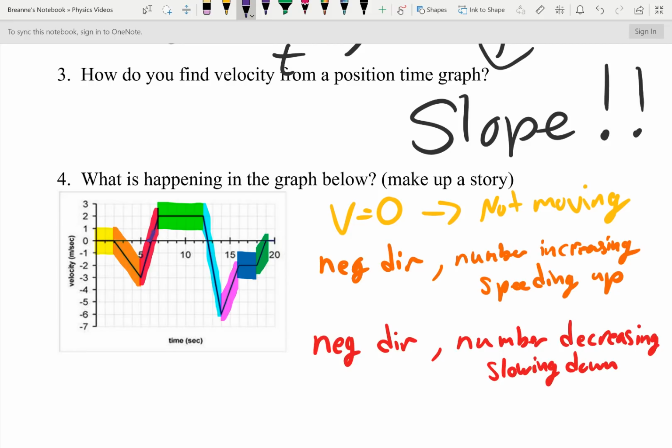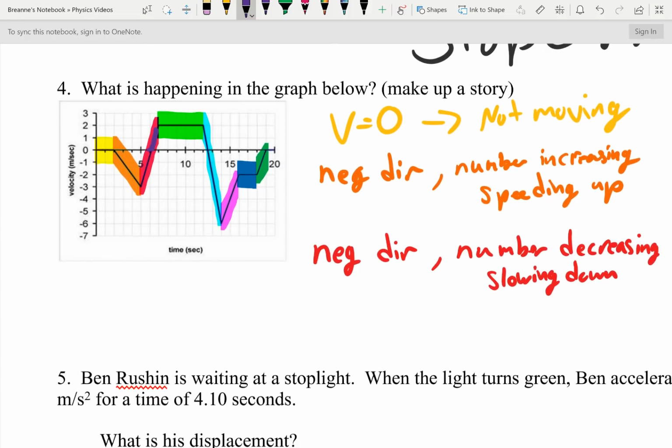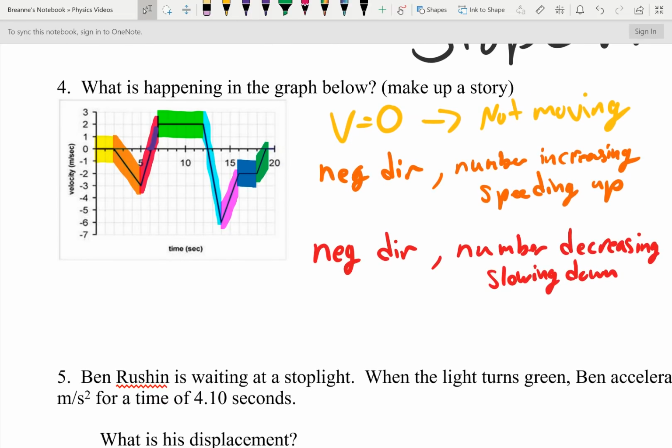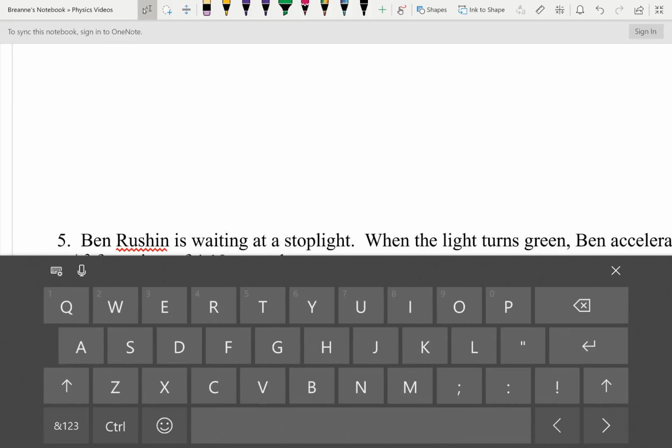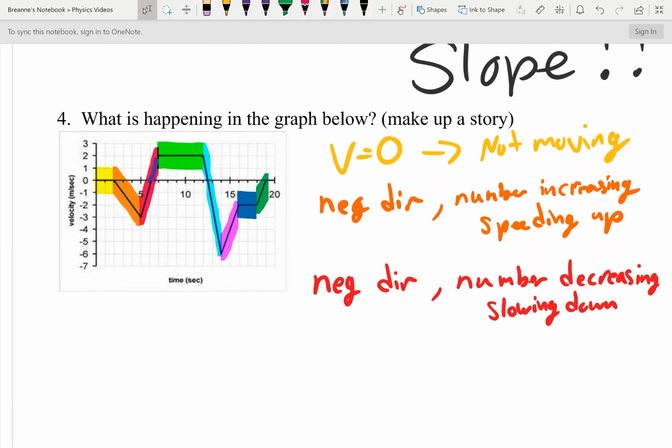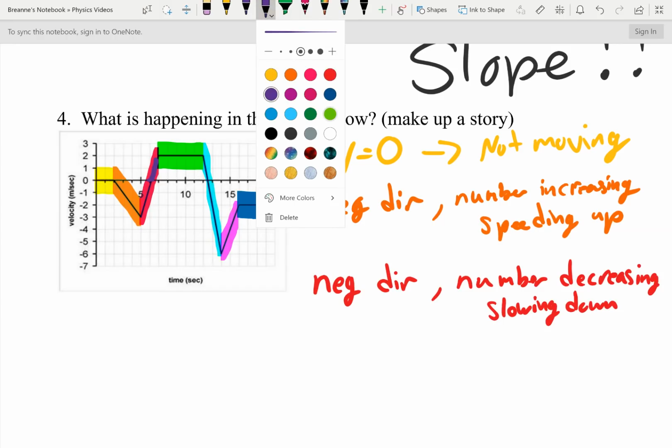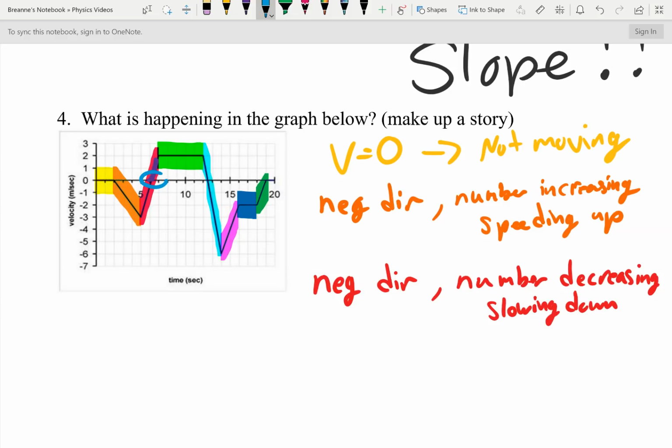So then right here, that little spot right there, once you cross the line, I'm going to circle that a different color. So when you cross the 0 line, the x-axis, that means you have turned around.